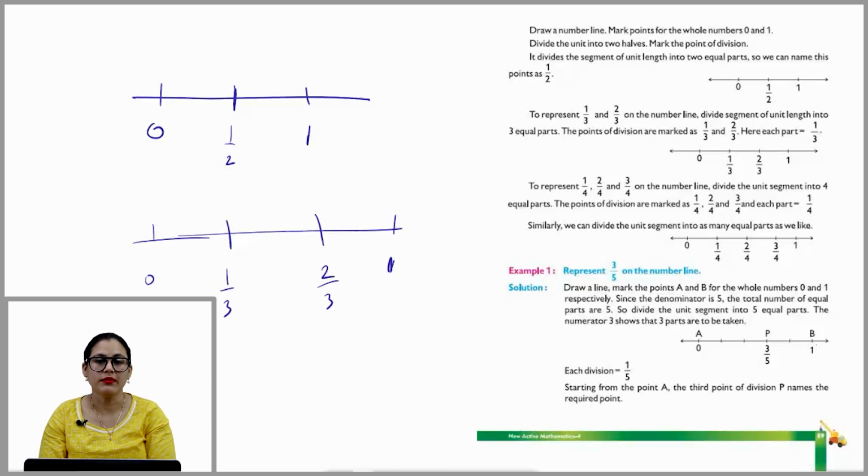The numerator 3 shows that 3 parts are to be taken. We have to represent 3 by 5. This is 1 by 5, this is 2 by 5, this is 3 by 5.